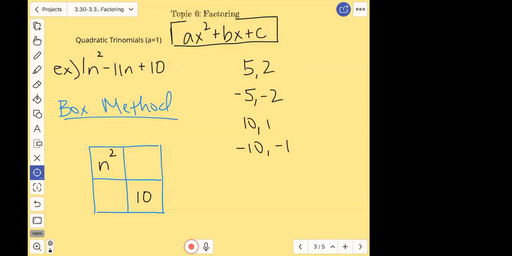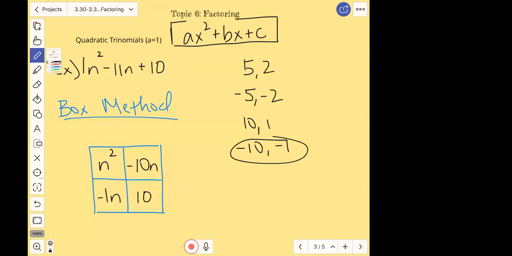So if we multiply A times C, 1 times 10, we want 2 numbers that'll multiply to 10 and that'll add to negative 11. So the thought process is still the same. Our winners are negative 10 and negative 1. So that's what goes in these 2 here. It does not matter what order you put them in. And then we have to just put an n after it, again, because those 2 things will add up to become a negative 11n, the middle term.